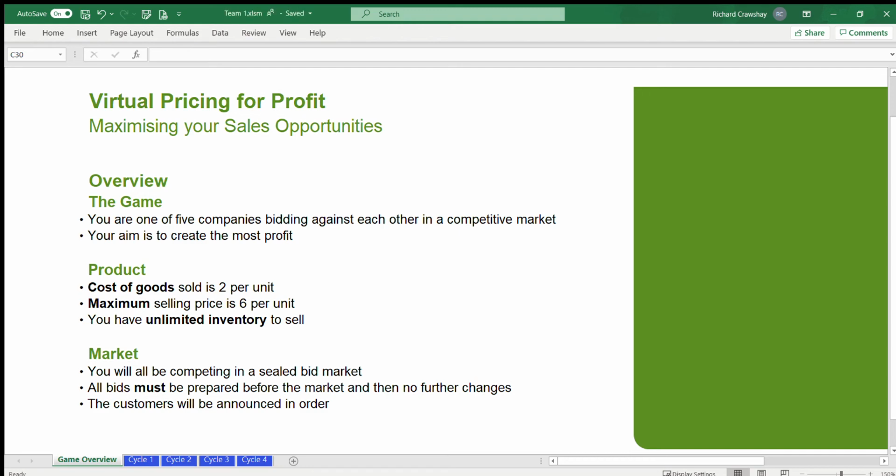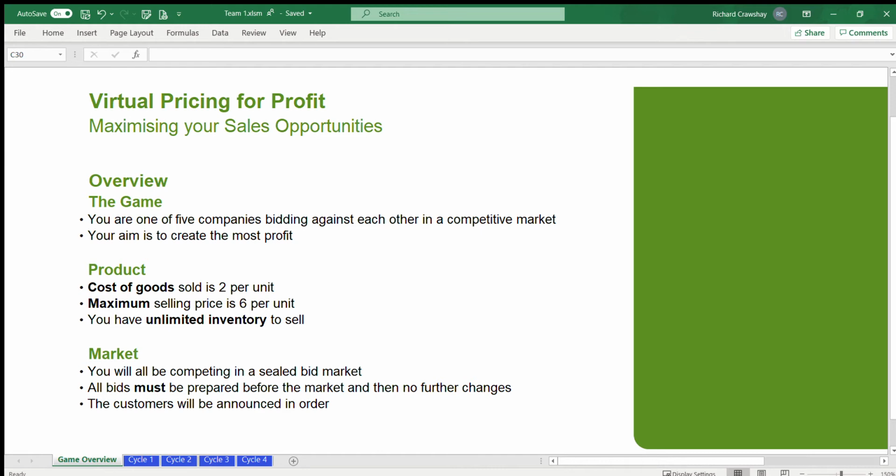Okay, welcome to this demonstration of the virtual pricing for profit simulation. When you go into the simulation and open up your team's spreadsheet, the first tab you'll see is entitled the Game Overview. The Game Overview just tells you and reminds you of some of the broad rules and what's going to be happening as you participate in the simulation.